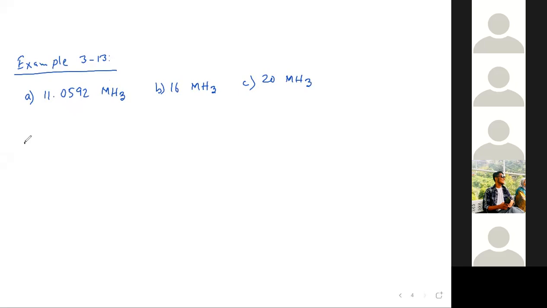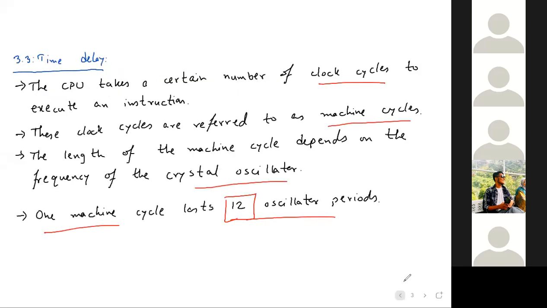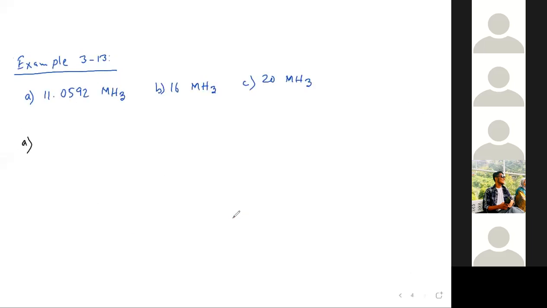So let us begin with the first one, how to calculate. If you remember, one machine cycle lasts for 12 oscillator periods. So right at the start, you will divide this frequency by 12. Write megahertz and divide it by 12. That will give you the frequency of one machine cycle: 921.6 kilohertz. If you use a calculator, you will get this result.